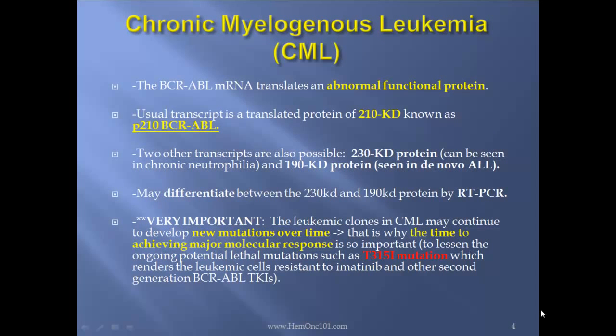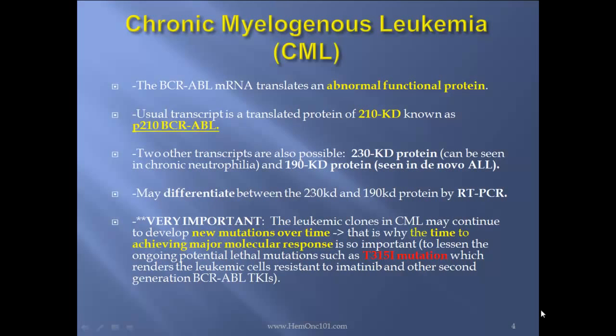The usual transcript is a translated protein of 210 kilodaltons known as the P210 BCR-ABL. Two other transcripts are also possible: the 230 kilodalton protein, which can be seen in chronic neutrophilic leukemia, and the 190 kilodalton protein seen in the de novo ALL. May differentiate between the 230 and the 190 protein by RT-PCR.